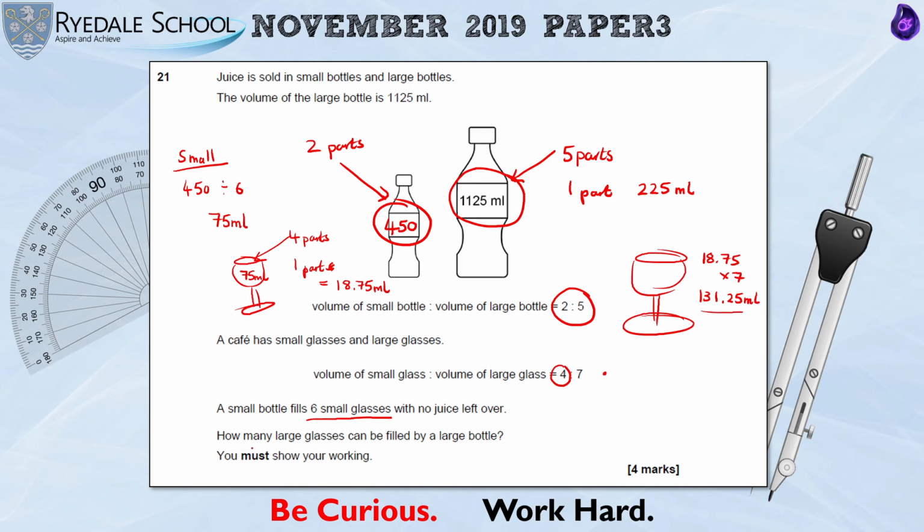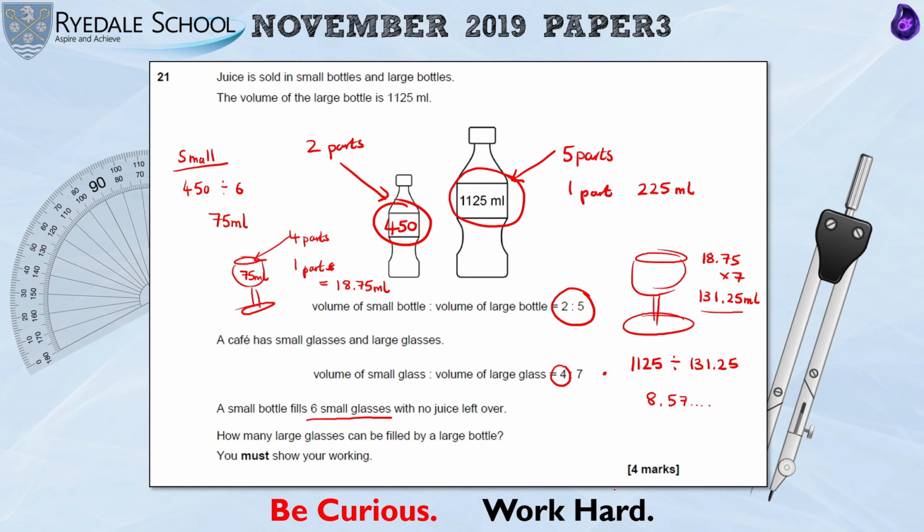And it now says how many large glasses can be filled by the large bottle. You must show working. Well, I've got loads of working. So we just need to see how many of these can go into this. So it's just now 1,125 divided by 131.25. Will we get an exact answer? My gut says no. No, we don't. We get an answer of 8.57.